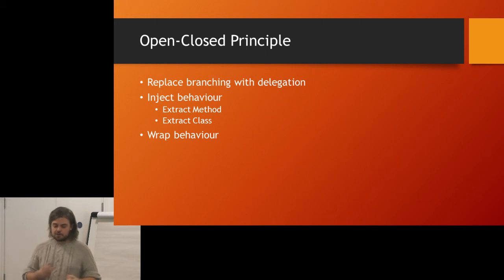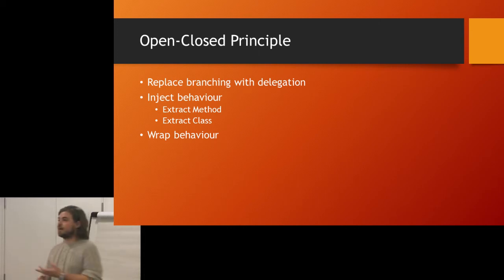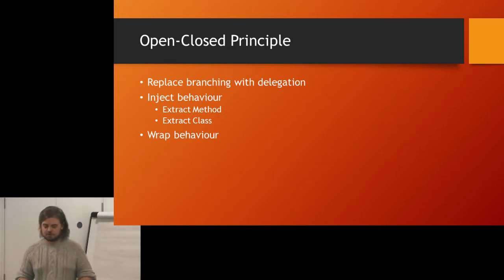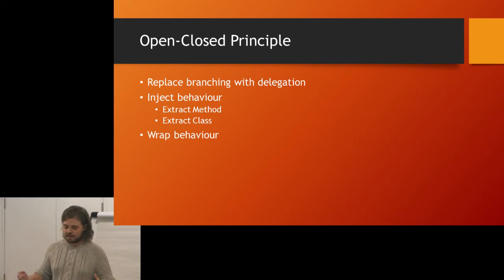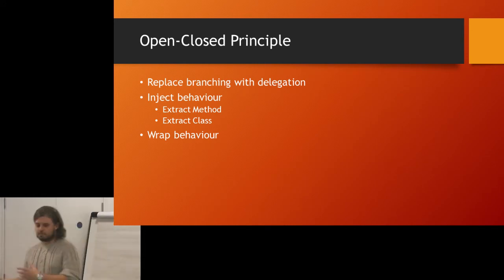Injecting behavior and wrapping behavior are very useful techniques for getting towards the open-close principle. And some good examples of these are common design patterns like the strategy pattern and the decorator pattern and the composite pattern as well. They will all be very useful in this kind of situation. I will most likely come back to design patterns in a later talk because I really feel that they are the kind of bricks and mortar that developers work with, and that a good understanding of how they work and where they're applicable is really important.